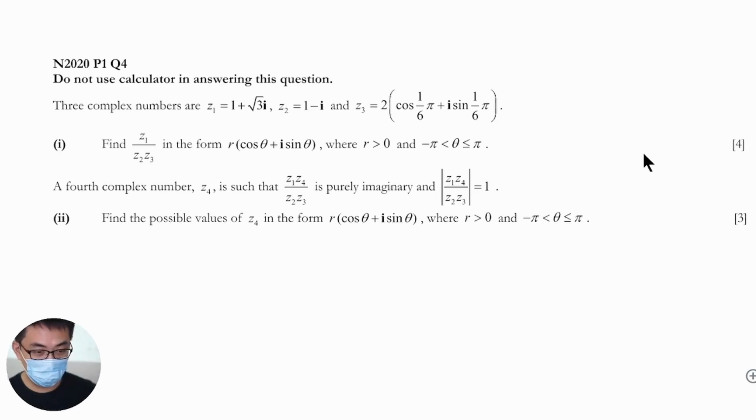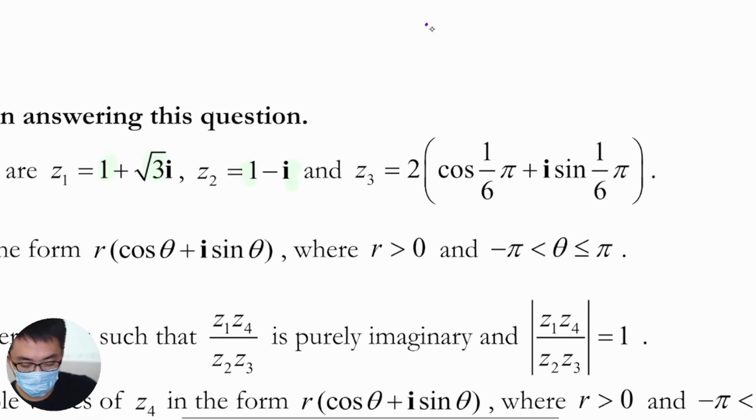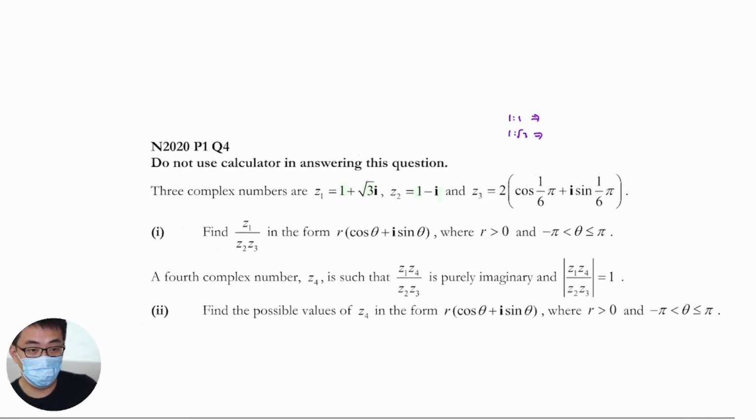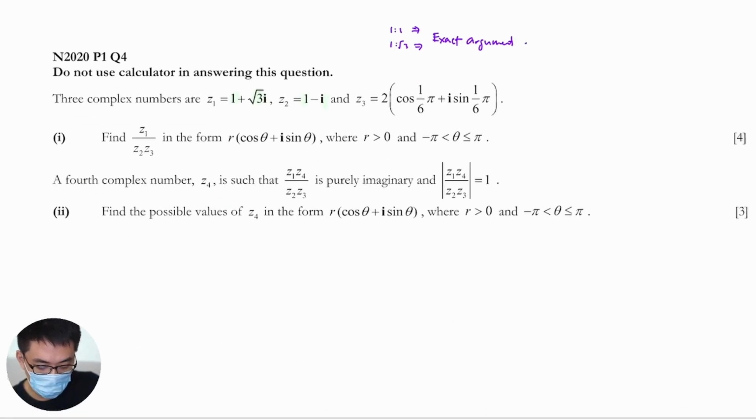First thing first, like I always stress, when you see 1 root 3, 1 to 1, you can find the exact argument. So that's the main thing. So 1 to 1 ratio, in terms of the a plus b, the ratio, so you can find the exact argument. Quite okay, I think this question here, the first one shouldn't be too bad.